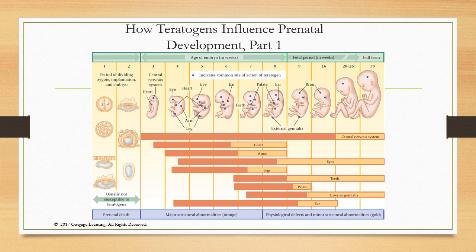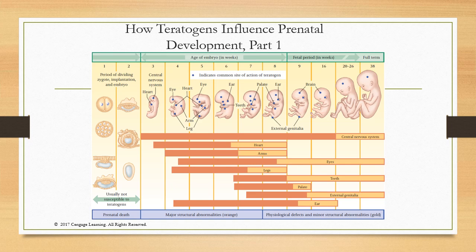So let's look at the zygote. That's the period of dividing, the zygote, implantation, and embryo. What do you think would happen if you were exposed to some of those teratogens? You probably will, like it says down there, have prenatal death. You might not even make it past this because you're exposing it to something that would limit it from attaching to the uterine wall. So the most common outcome in the zygote stage is prenatal death. You just have a miscarriage.